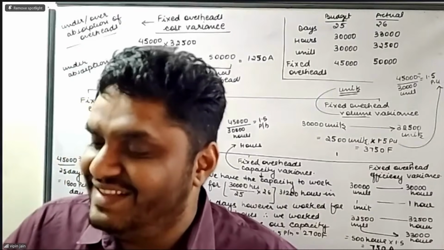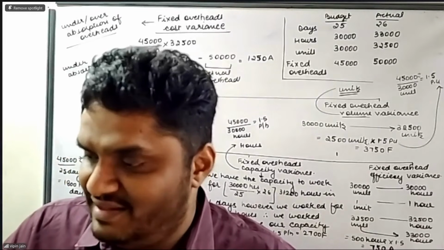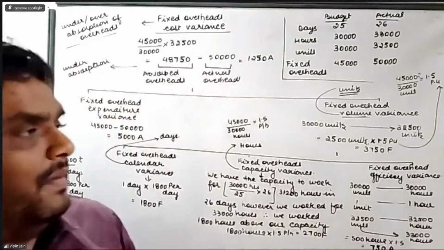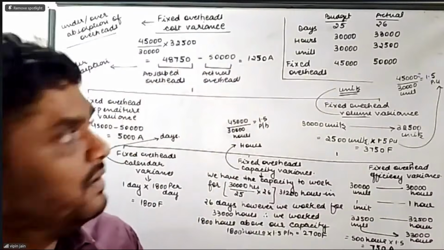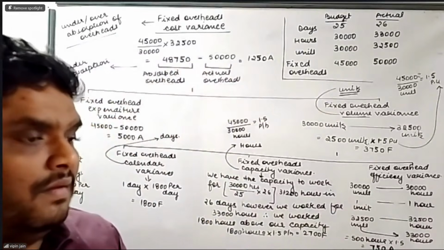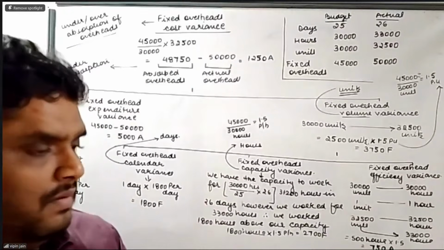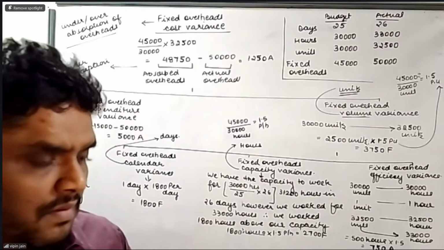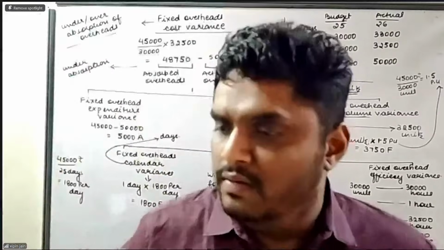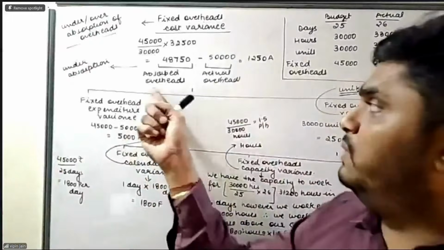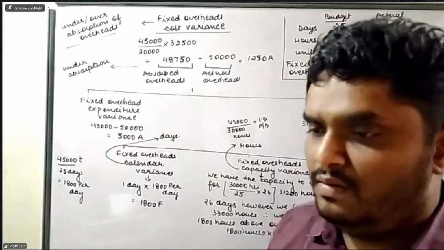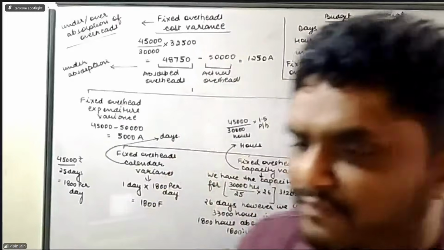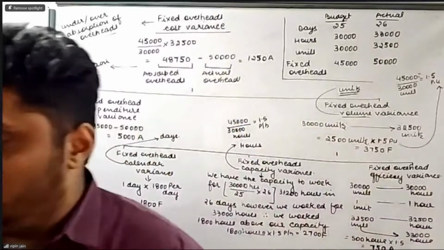I understood that for 45,000 expense, we will be producing 30,000 units. So for a unit, we are taking 1.5 rupees to produce. So to produce 32,500 units, we had to take 48,750 rupees as absorbed overheads. But we have taken 50,000. So since we have under absorption, this is 1,250 adverse. So we have spent extra.